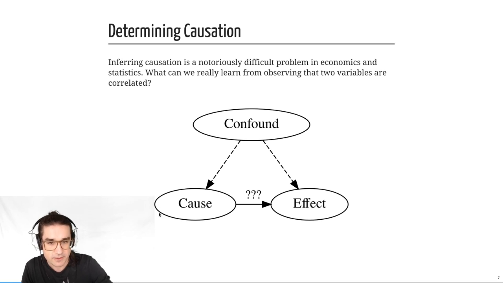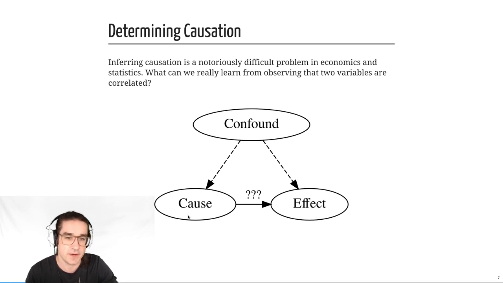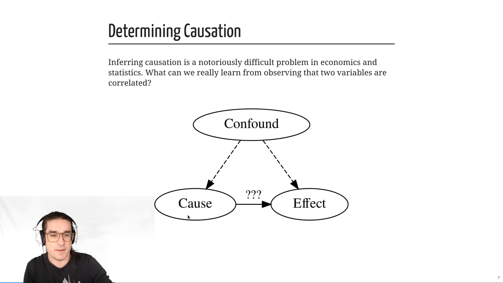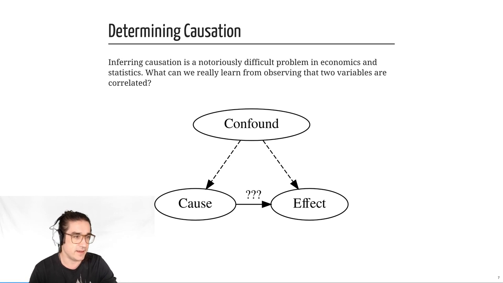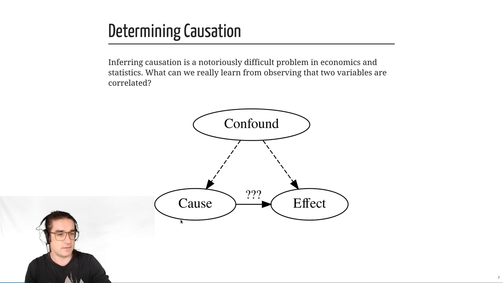So what we want to do, in the most general sense, is that we often have a hypothesis. You can think about it in a development context: you have some campaign where maybe you give cash transfers to people, or you subsidize something, or you give them some medicine, like deworming medicine. That's an intervention, for instance.